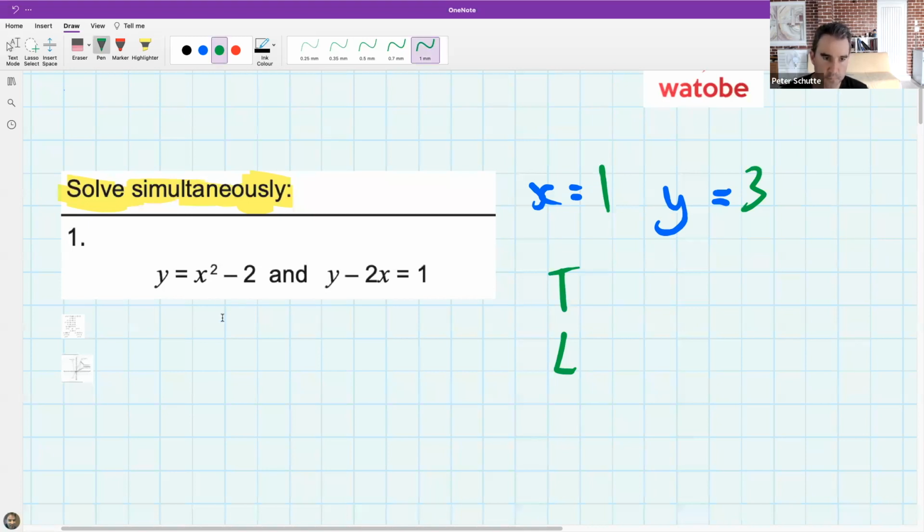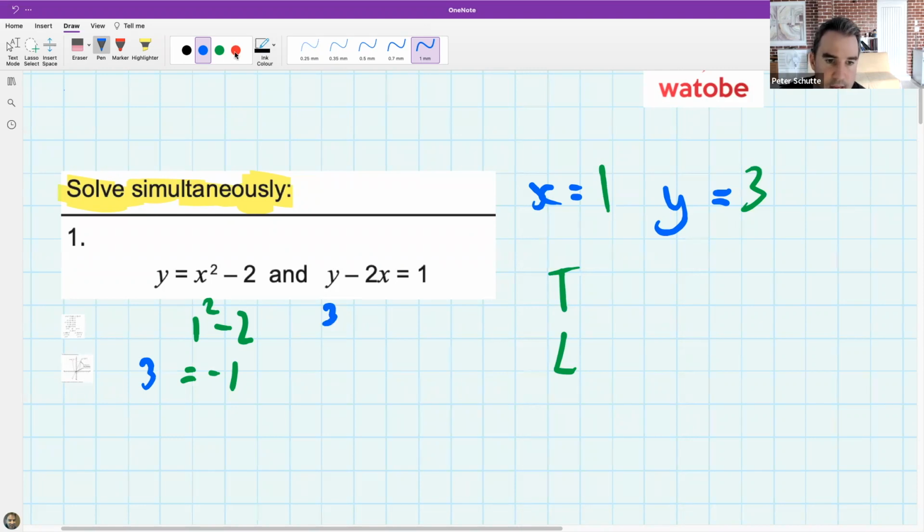Well, a lot of you are saying it's true, but it has to satisfy both these equations. If I say x is 1, would you agree with me that 1 squared minus 2 gives -1? And I said that y is 3. Is 3 equal to -1? No, it's not. So this cannot be a solution because it's not even a solution to one of these equations. It has to be a solution to both. Okay, so let's look at the second one.